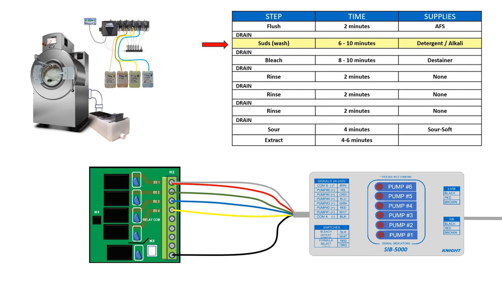The next step is a sud step. The machine will fill again with low level, generally with hot water. And here is where it's going to communicate, asking for detergent and alkali to be dispensed. As you see, the communication comes to the signal interface module. From there, it will transfer this information to the dispenser.